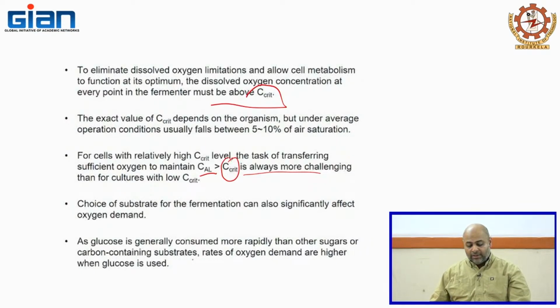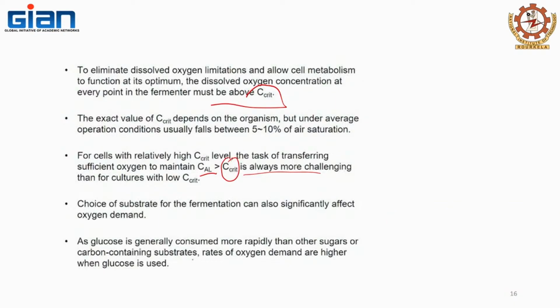As glucose is generally consumed more rapidly than other sugars or carbon containing substrates, rate of oxygen demands are higher when glucose is used. Now, you see the relationship between the substrate and the oxygen demand. I am hungry, or I get to see gulab jamun. I love gulab jamun. I will eat a lot of it, but I need to drink water too. It all depends on your choices, right?